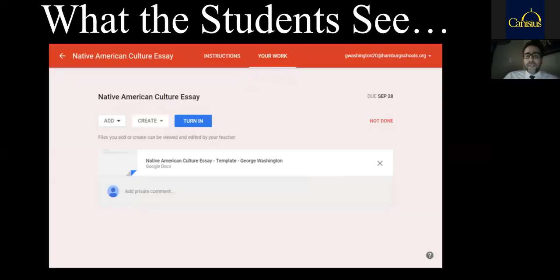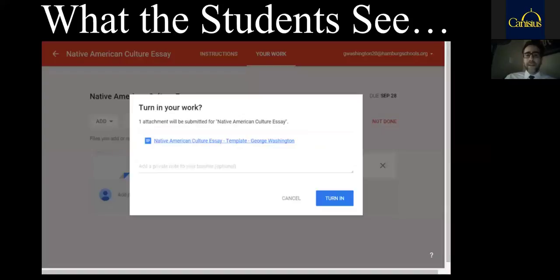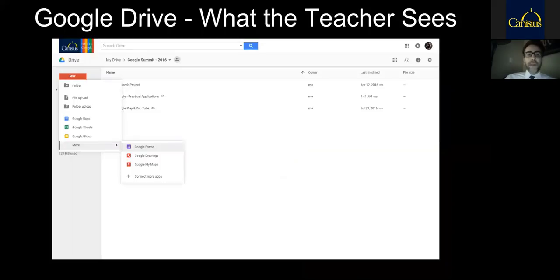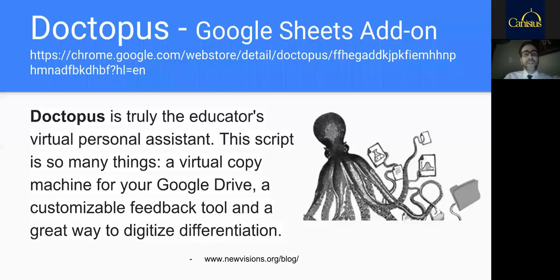Once they turn in their essay, they're asked, are you sure you want to do this, and they're ready to go. Once again, Google collects their responses on a spreadsheet. And if you go to spreadsheets, for example, you can tell the software, the Google tools, to collect it in a specific spreadsheet.